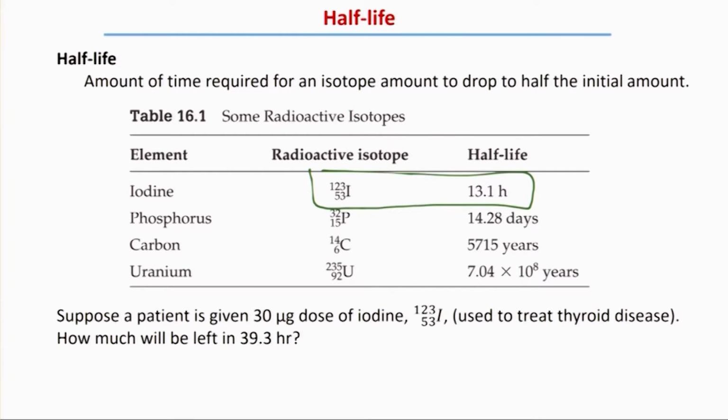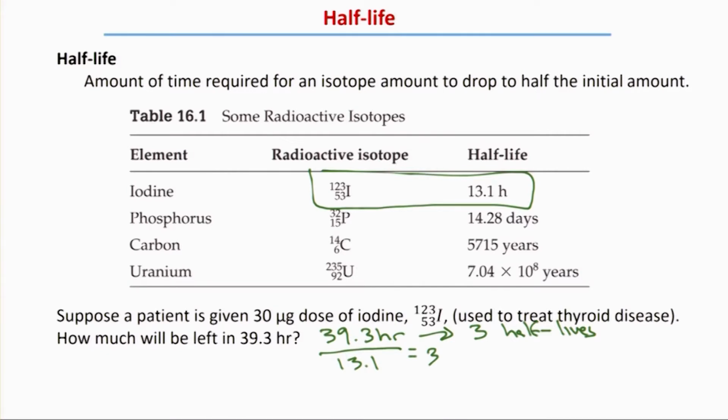You should be able to think, well, in 39.3 hours, this will undergo 3 half-lives, since 39.3 divided by 13.1 equals 3. So it's going to cut its amount in half 3 times. We can probably just work this out right here.